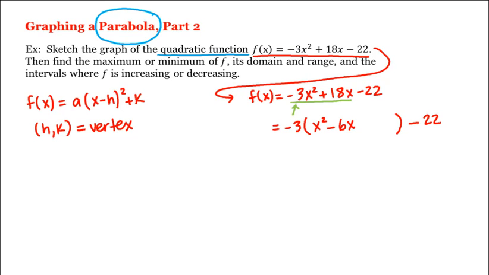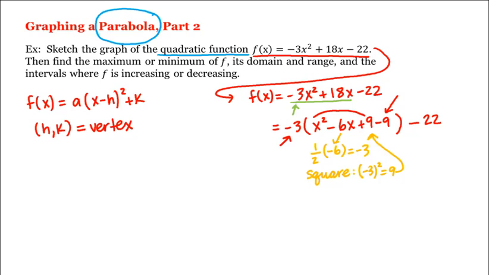And now the next step in completing the square is we take 1/2 of the coefficient of x, which in this case is negative 6, which gives us negative 3, and then we square this. So we have negative 3 squared, which is equal to 9. And then we add and subtract that within the parentheses here. That is, we have plus 9 minus 9. And now these first three terms will form a perfect square, but we'll need to get this negative 9 out of the parentheses. But remember, we have to multiply by this negative 3.